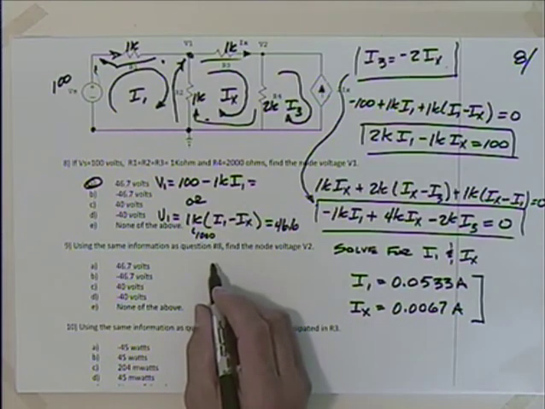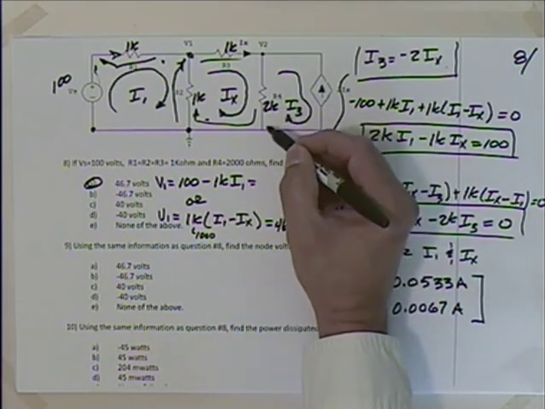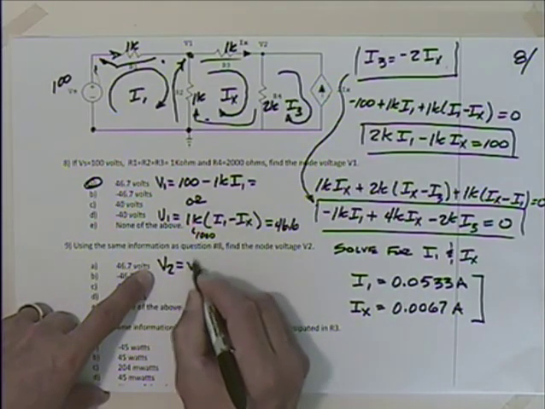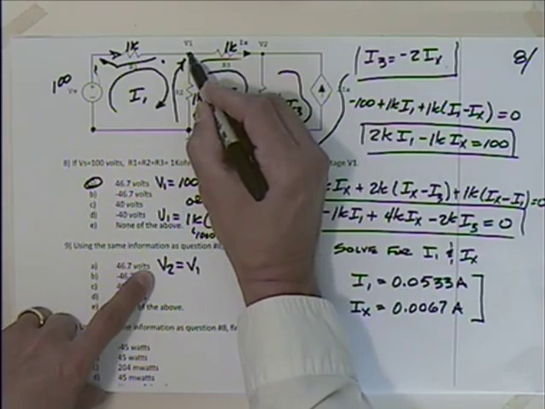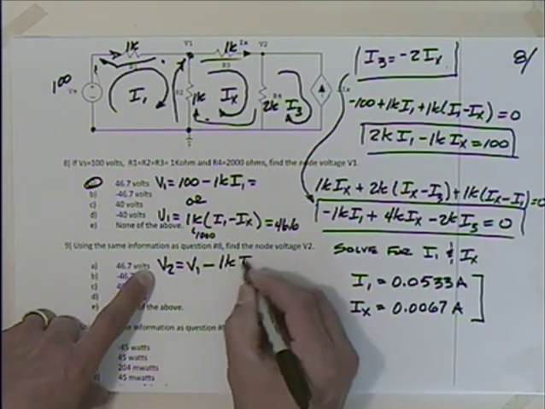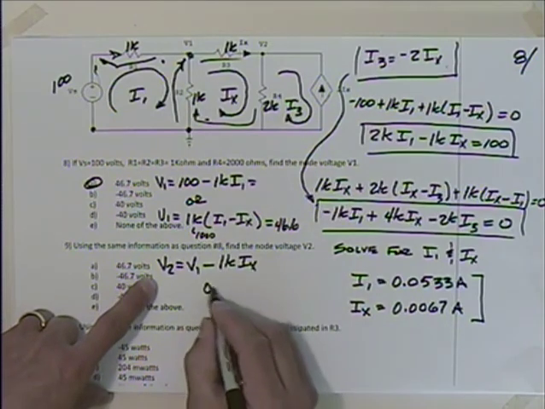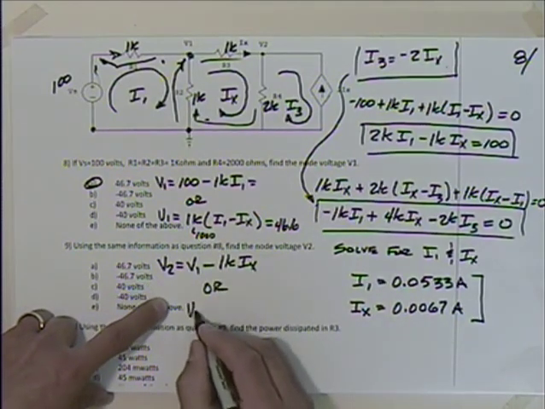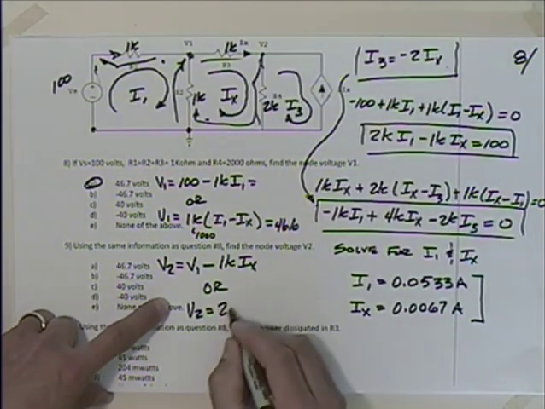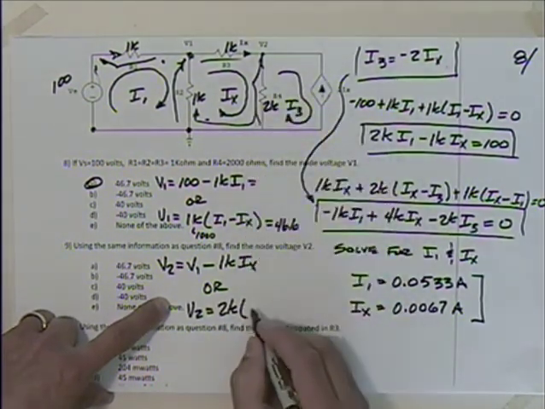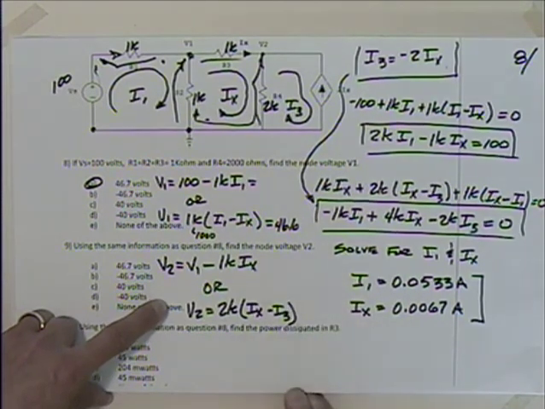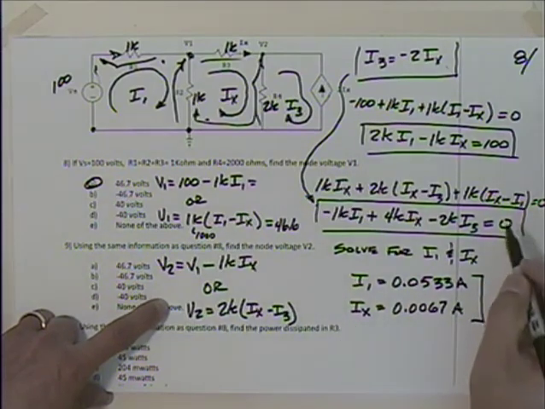Now what about V2? Well, you could say that it was V1. That gets you there. Minus 1K times IX. Will that work? Yeah. Or if you wanted to, you could just go straight up this way, which is going to be 2K times what? IX minus I3. That's that term right here.